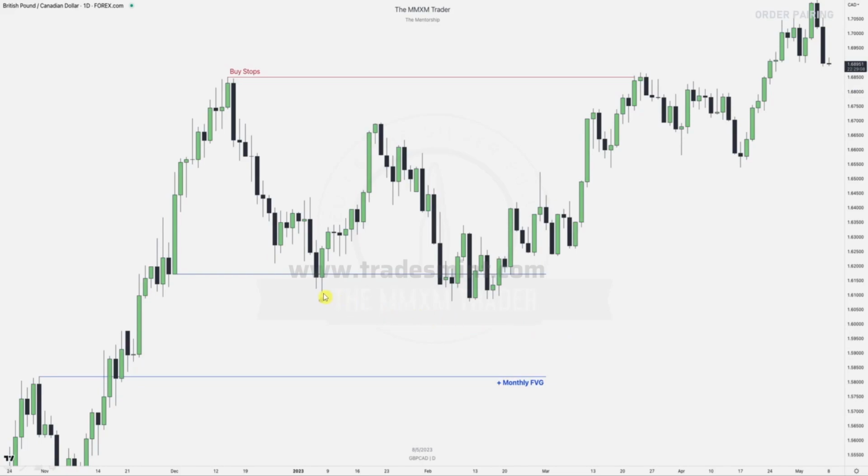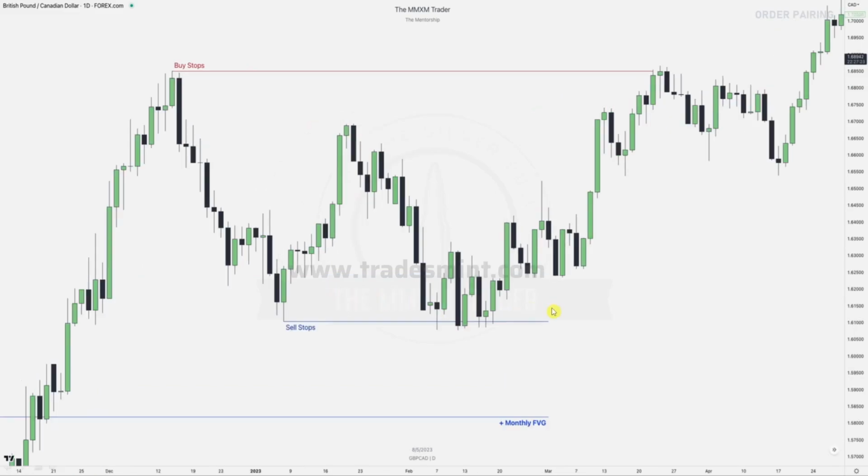If your eye went down into this low, you are correct because this is external range, right? An old low. Where are the orders being paired up? With sell stops, right? So if they are long, they want to pair up their buys with sell stops, which is down here, right? So we have sell stops down here. Smart money is accumulating down here.